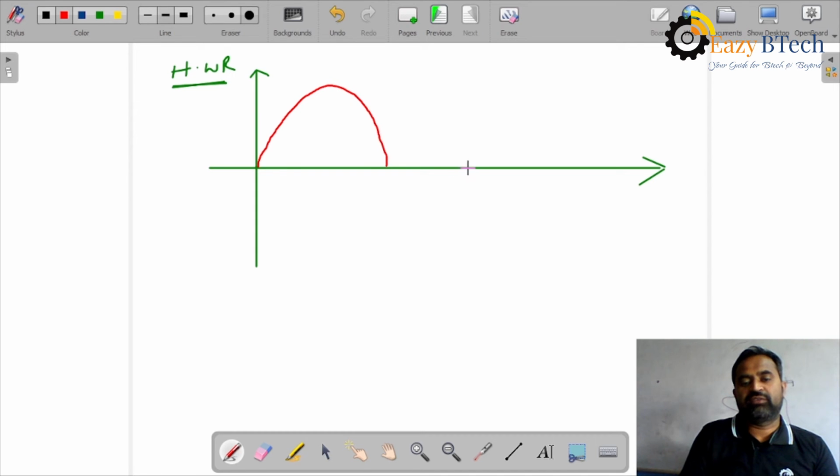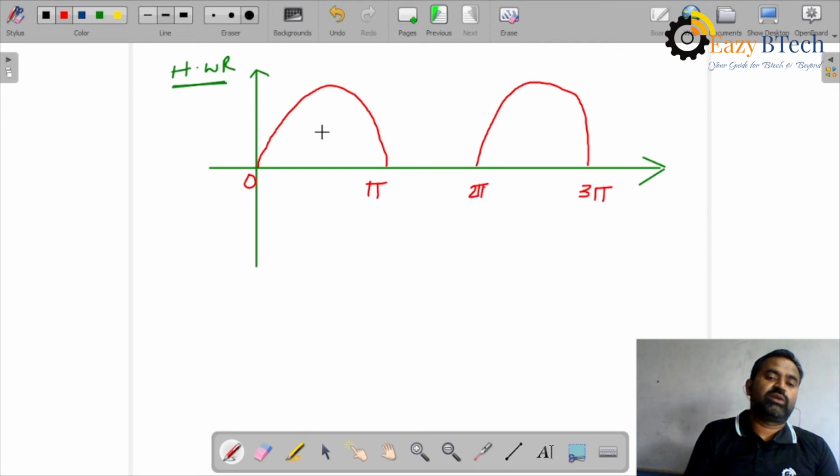This is a half wave rectifier, 0 to pi, pi to 2 pi, 2 pi to 3 pi. It means during the positive half cycle it allows, and during the negative half cycle it does not allow. We have studied the half wave rectifier in the previous lectures.